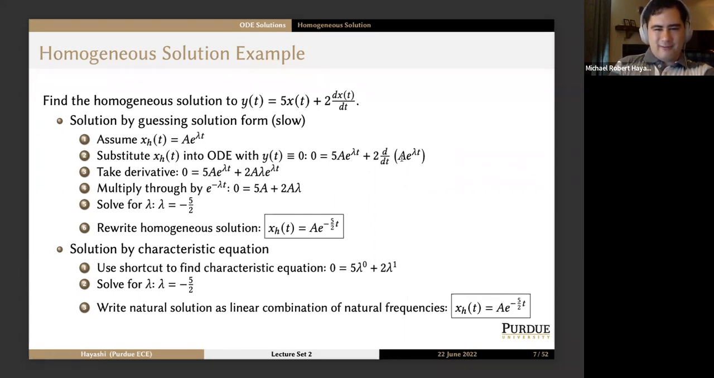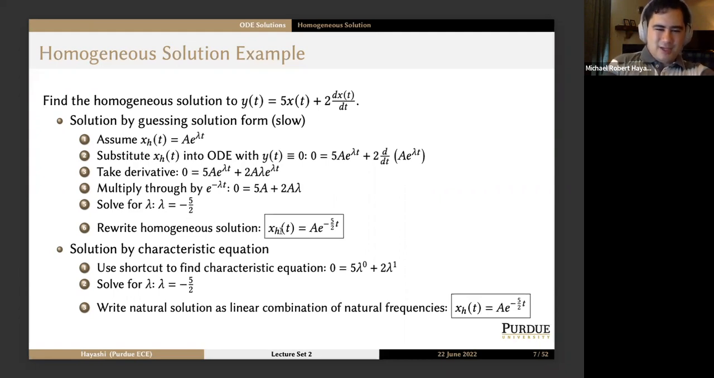Well, we can take this derivative rather quickly. This should be one of the easiest derivatives we can take. So we'll get 0 is equal to 5 a e to the lambda t plus 2 times a times lambda times e to the lambda t. Now we can multiply through by e to the minus lambda t. We can also multiply through by 1 over a if we wanted, but we'll get 0 is equal to 5a plus 2a times lambda. We can solve this for lambda and get lambda is equal to minus 5 halves.